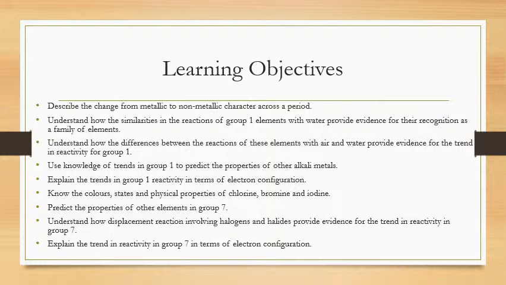In terms of group 7, know the colors, states and physical properties of at least the first 3 group 7 halogens. Predict the properties of other members of group 7, and understand about reactivity, looking in particular at the displacement reactions of halogens with halides.